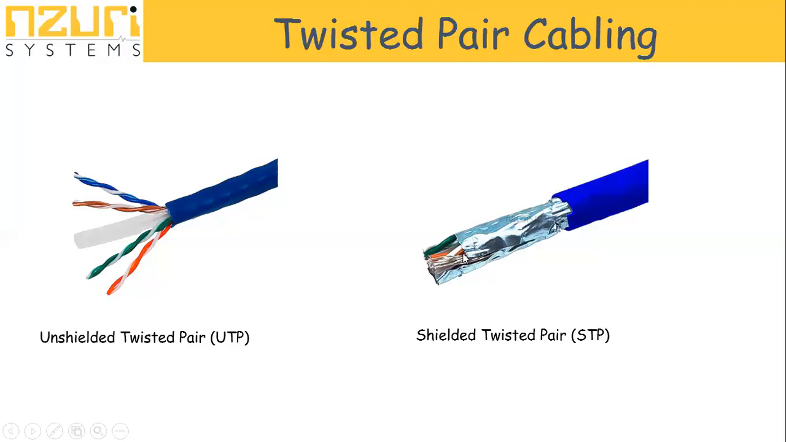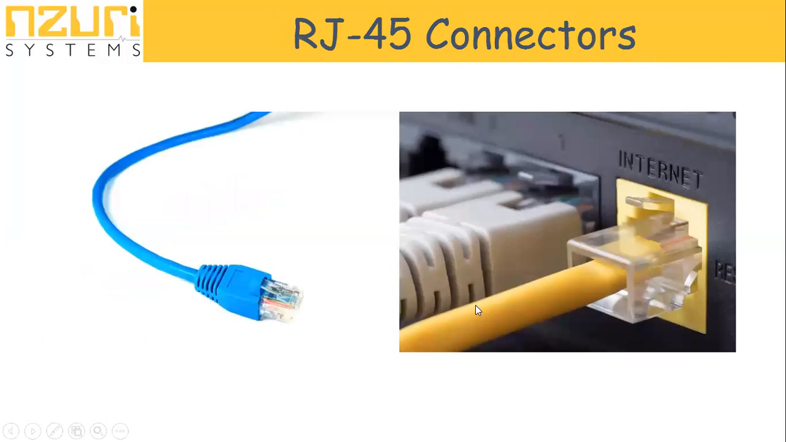They are still twisted too. They just have that extra additional protection from EMI interference. Okay. Now, when we have twisted pair cables, before we can use them, we would actually have to terminate them, which means we'll have to put connectors at the end of the cable.